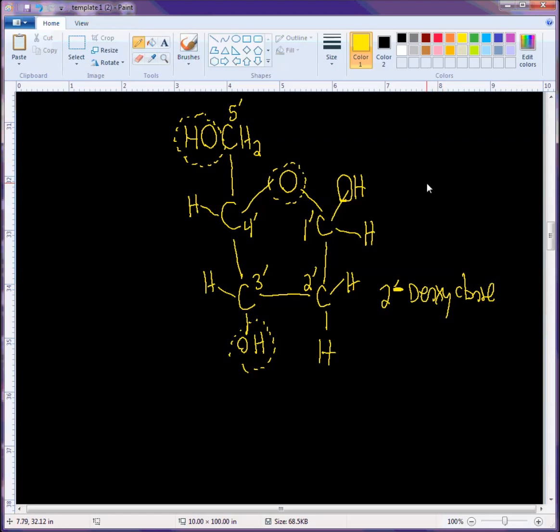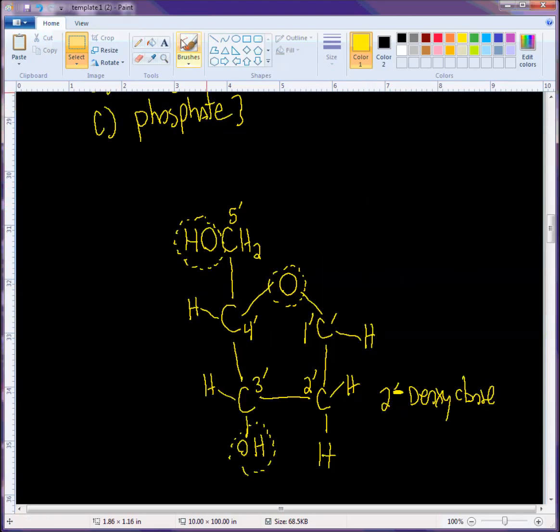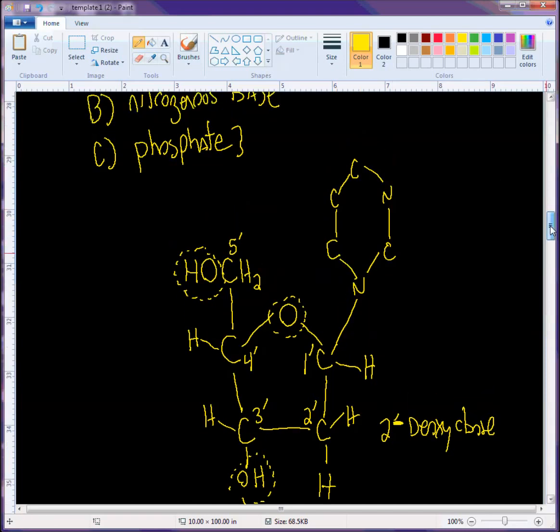Now let's draw the base, and we'll draw a pyrimidine because they are a little easier to draw than the purines. So I'm going to take that out of there, and I'm going to attach a nitrogen at position 1 of the pyrimidine right here. So we have nitrogen, carbon, nitrogen. This is just the generic structure of the pyrimidine. Okay, we have something that looks like that, and let's go with cytosine.